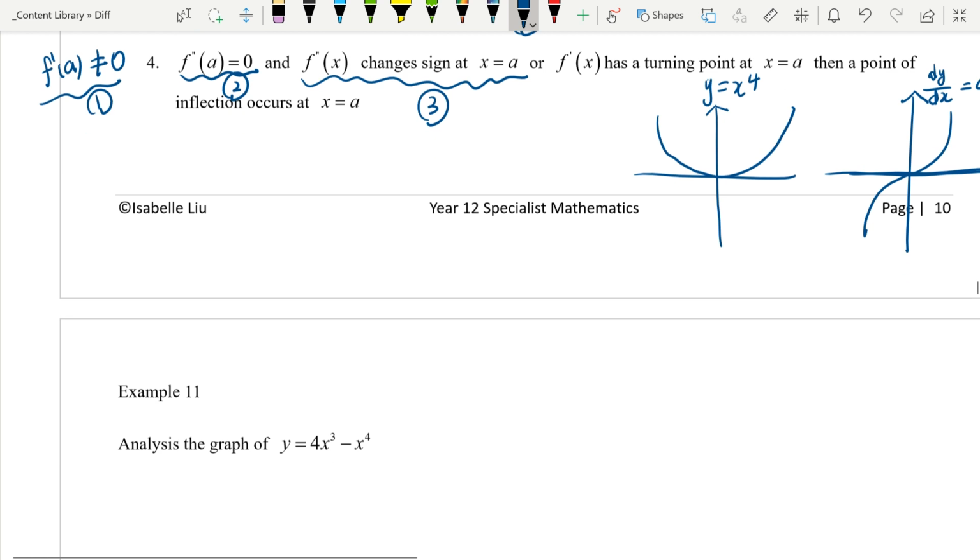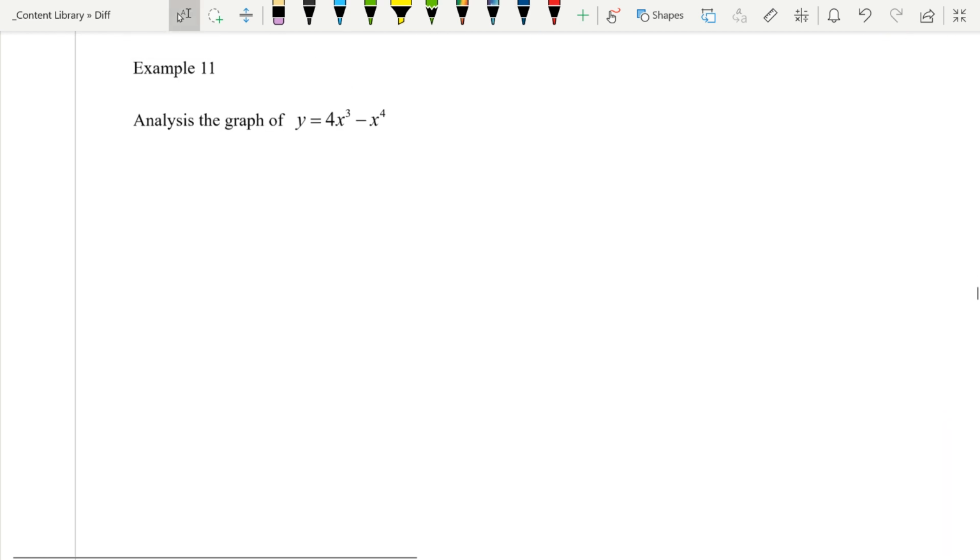So now let's just look at example 11. I'll show you the steps to talk about stationary points, points of inflection, all that kind of thing. This graph we know how to sketch. It's a polynomial graph and an easy graph. I know everyone can sketch it. But let's assume it's something we're not familiar with and we don't know how to sketch it.